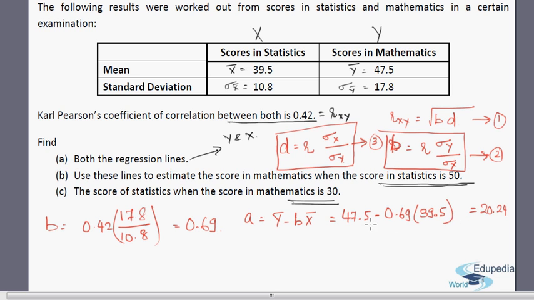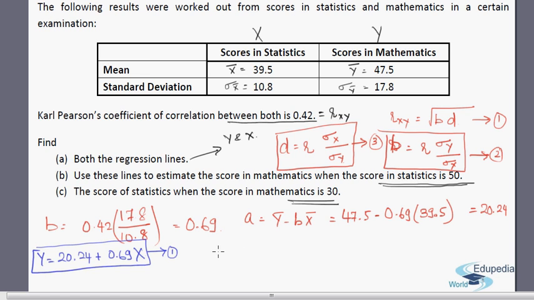Fine. So now we have both a and b. We can write the first equation. Our first equation would be y equals a, which is 20.24, plus 0.69x. Okay, so this is the first regression equation. And this could be used to estimate the value of the score in mathematics when the score in statistics is given to us.